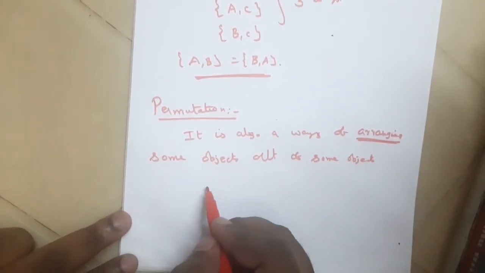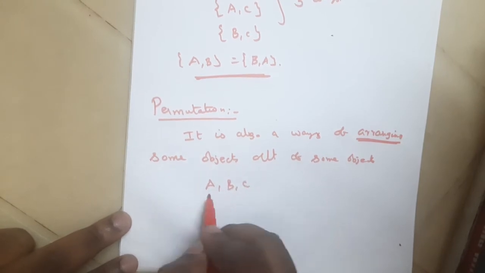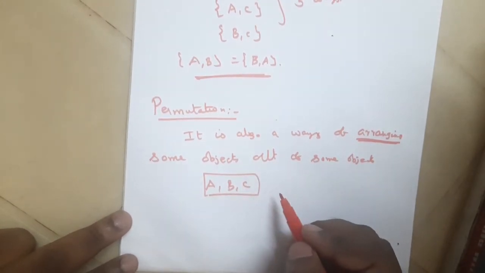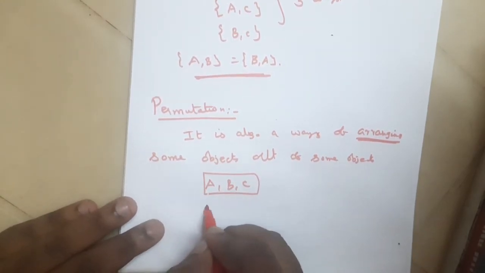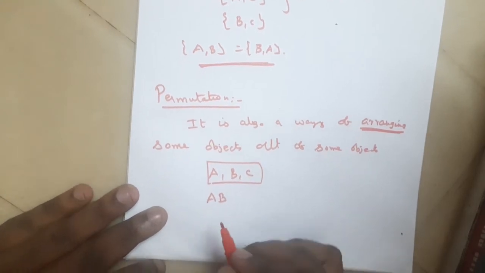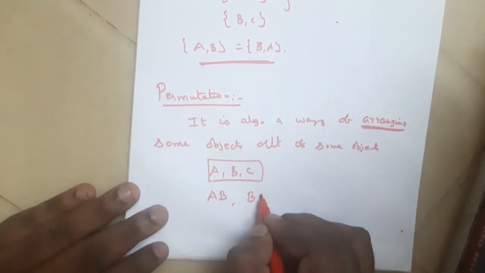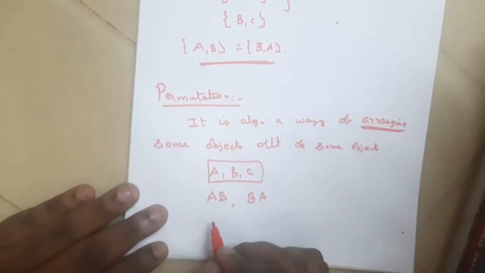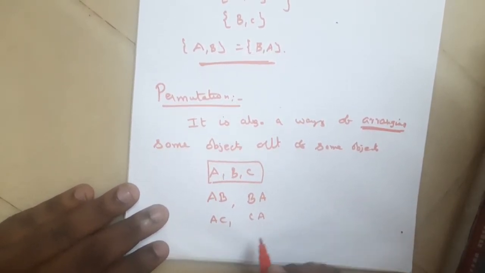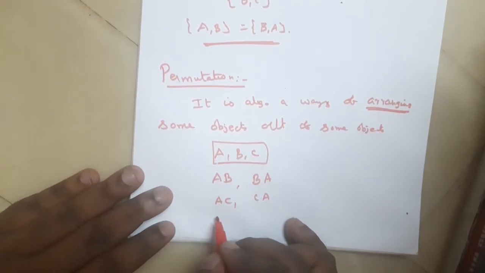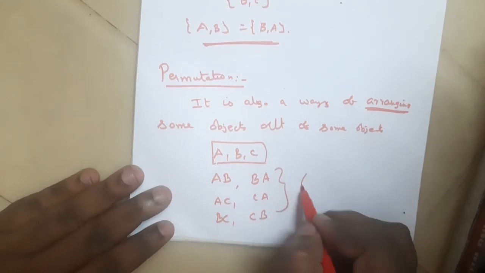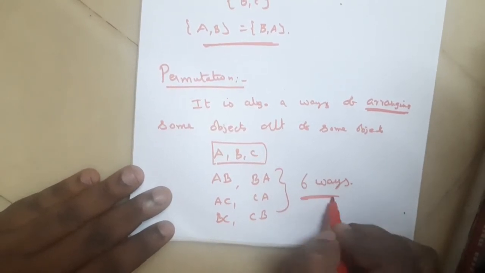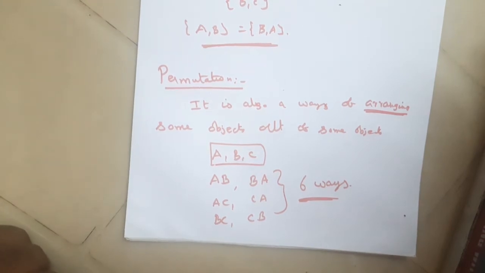For example, consider the same objects A, B, C. Totally three objects. I want to arrange two objects from A, B, C. The possible ways are A, B one way, and B, A is another way. Both are different. And A, C and C, A. The next one is B, C and C, B. So totally six ways. So this is called permutation or arrangement.